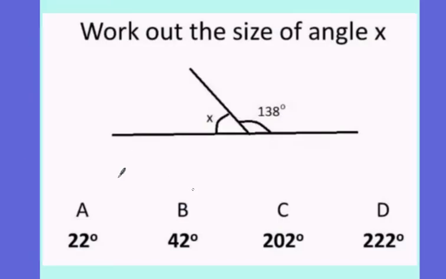And finally, hopefully this time the answer will be A, B, C or D. Can you work out the size of angle X for me? Okay, let's go through the answer. We need to do 180, take away 138. 10 take away 8 gives me 2. 7 take away 3 gives me 4. 0, and thank goodness the answer is B.